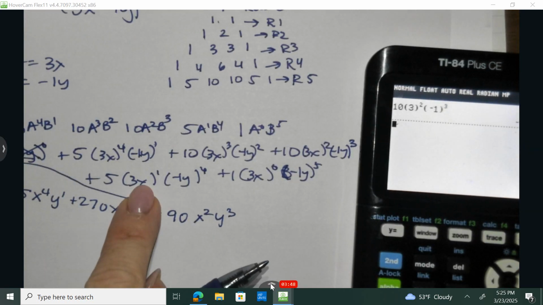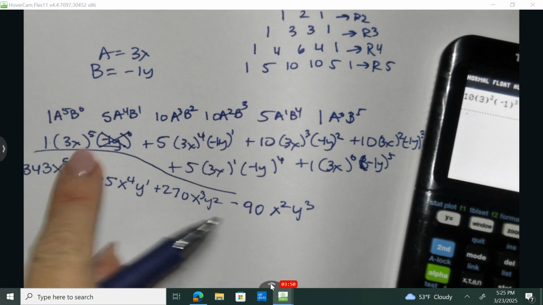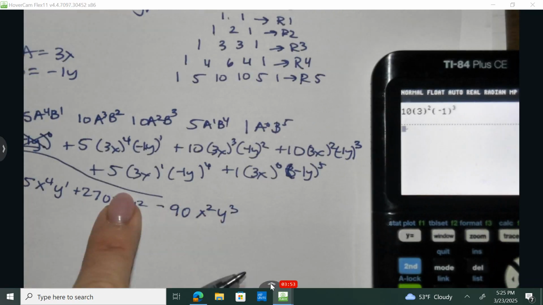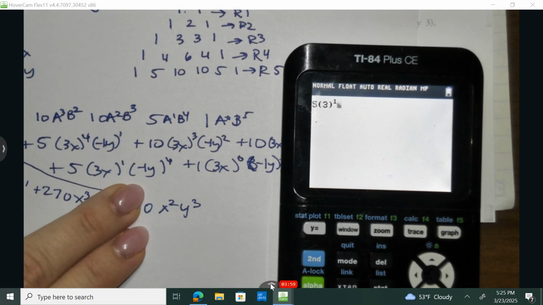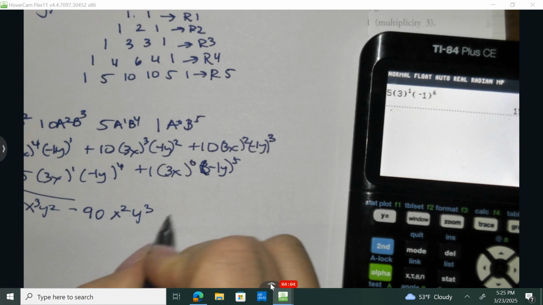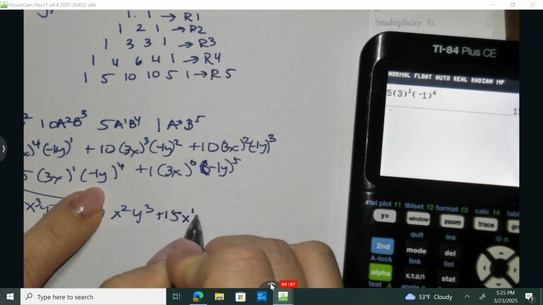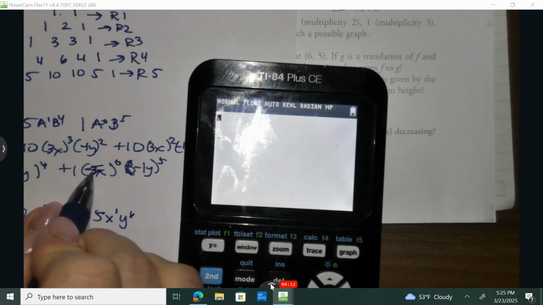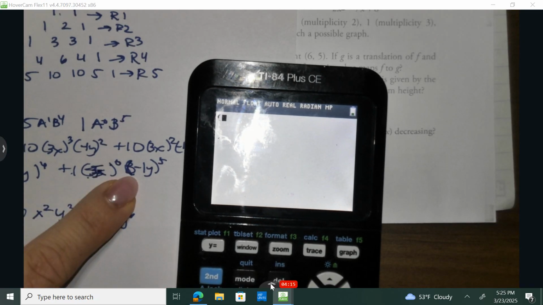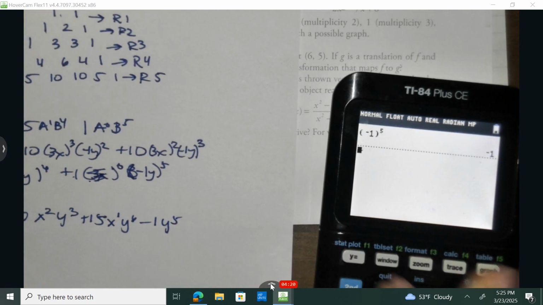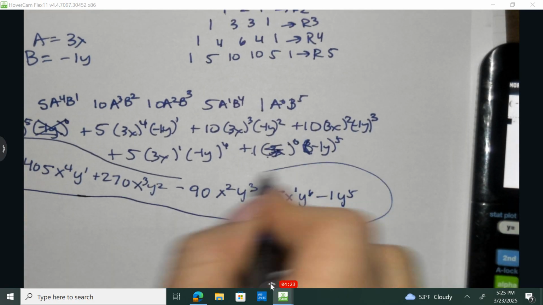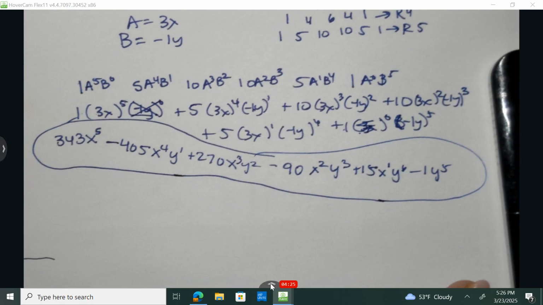Okay, coming over here. So we have, again, we've done term 1, 2, 3, 4, and now we're on to term number 5. Term 5, I have 5 times 3 to the 1st power, and then I have negative 1 in parentheses raised to the 4th power, and I have a positive 15, x to the 1st, y to the 4th. And then lastly, by the way, anything to the 0 power is going to be 1. 1 times 1 is 1, so I have negative 1 to the 5th power, which is negative 1 y to the 5th. So this is a long expansion of that binomial expression.